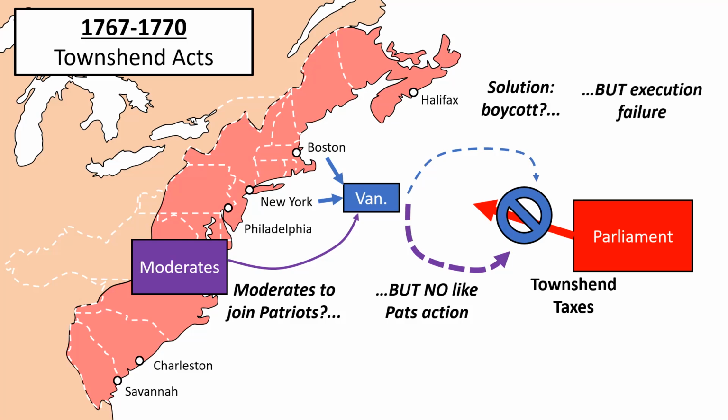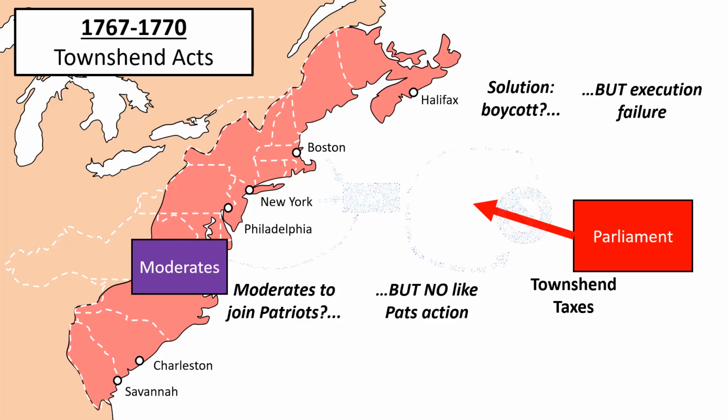But if the idea was good, the Patriots failed in the execution. Moderate traders wouldn't accept Patriot supervision over the boycotts, so the Patriots couldn't use their vanguards to organize the action. Instead, they would have to trust that moderate traders would be enthusiastic enough to self-police and sustain the action for as long as needed. The results were disappointing.